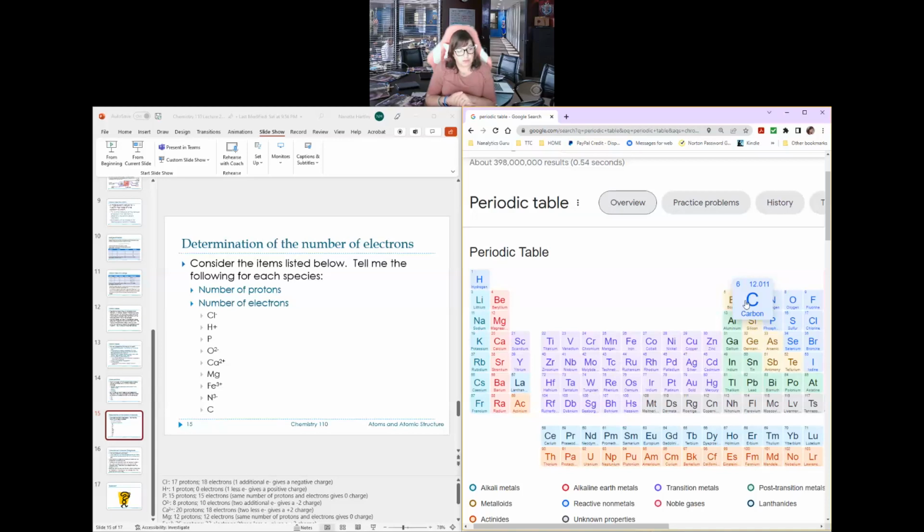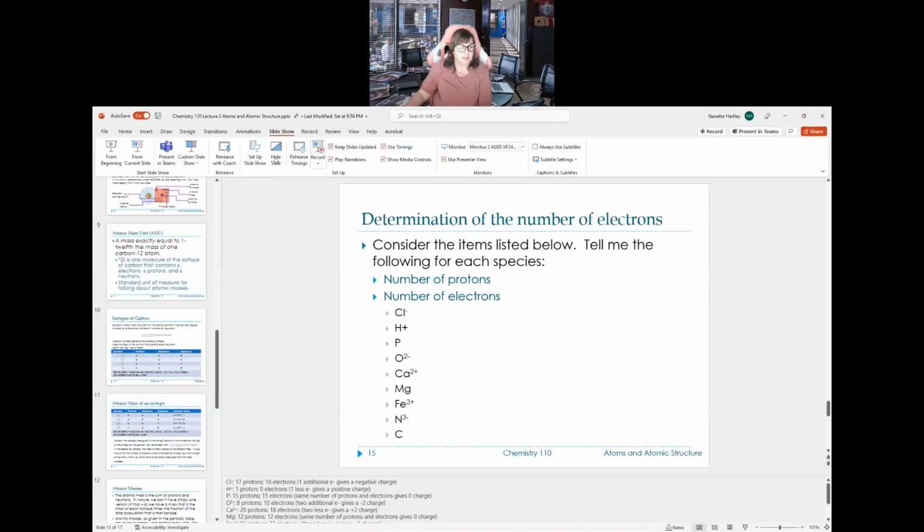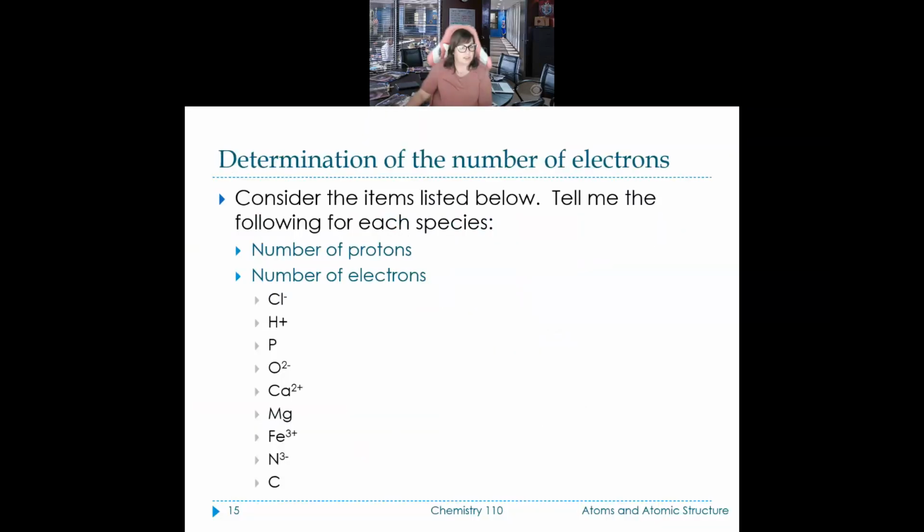Okay, so you should be able to tell me how many protons and how many electrons are in a particular charged species, based on the ionic charge. Eventually, we'll get to a point where you can tell me what the charge should be, but we aren't there yet.